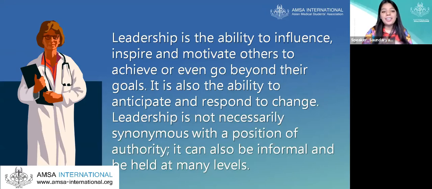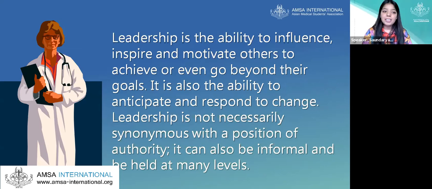So this is something, a quote really, I recently read it, so I wanted to add this here. Because you're all leaders of tomorrow, I'd like to share this with you all. Leadership is the ability to influence, inspire, and motivate others to achieve and even go beyond their goals. It is also the ability to anticipate and respond to change. Leadership is not necessarily synonymous with the position of authority. I think that's the most important line here. It can also be informal.